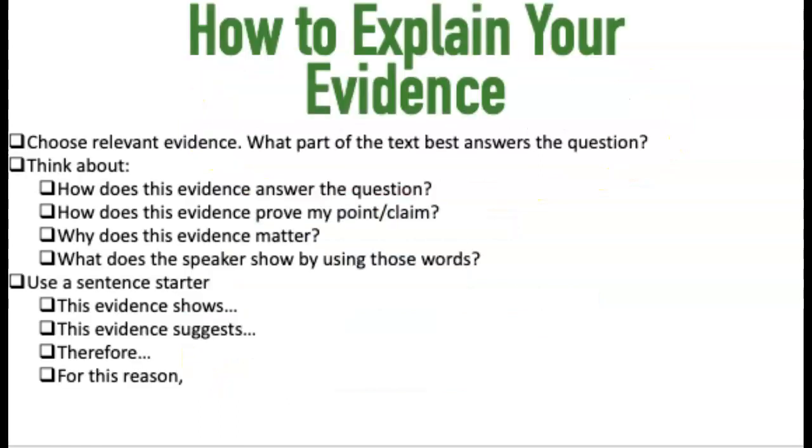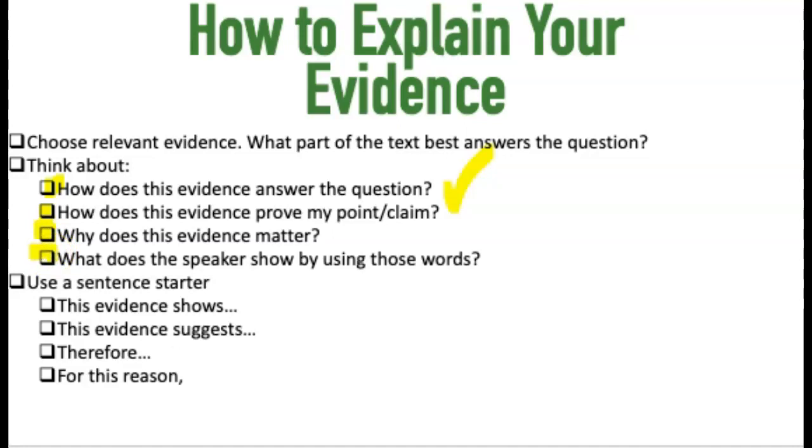On this checklist, our first step to explaining evidence is to choose relevant evidence in the first place. You're thinking about what part of the text best answers the question. Once you've got that, you are ready to explain it. So you've got 4 questions to think about. How does this evidence answer the question? Why does the evidence prove my point or claim? Why does this evidence matter? Or what does the speaker show by using those words?